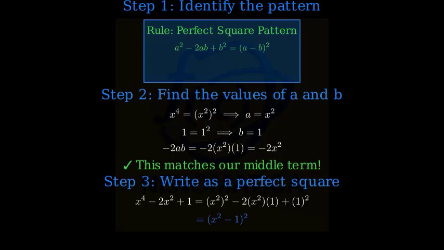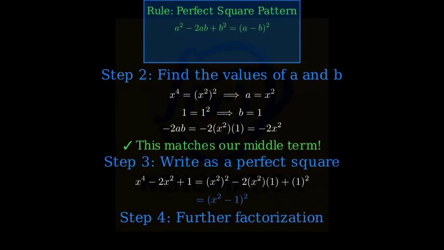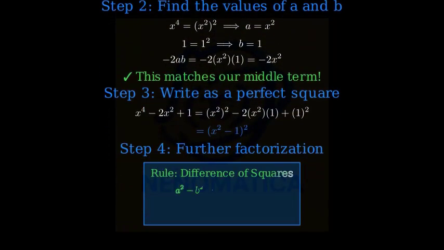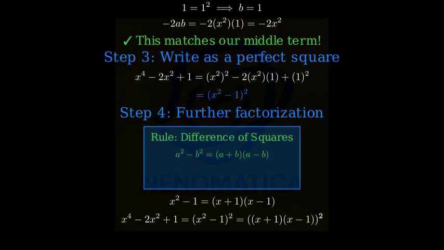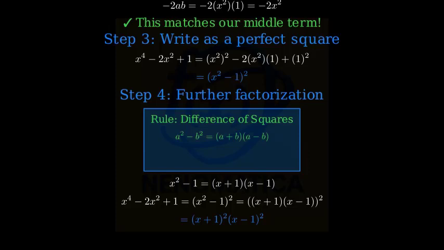We can actually factor this expression even further. The term x squared minus 1 can itself be factored as a difference of squares. We know that x squared minus 1 equals x plus 1 times x minus 1. Therefore, x to the fourth minus 2x squared plus 1 equals x squared minus 1, all squared, which equals x plus 1 times x minus 1, all squared, which we can also write as x plus 1 squared times x minus 1 squared. Let's look at our third example.